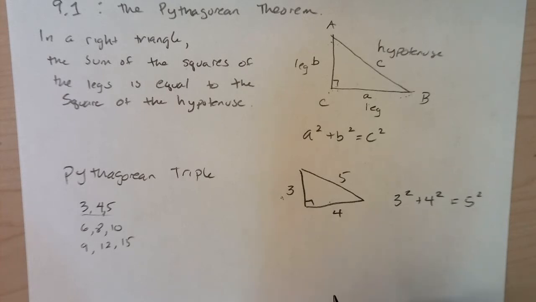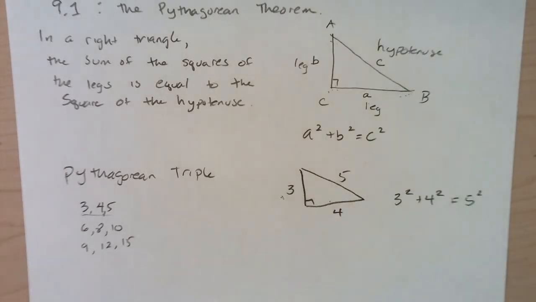But besides 3, 4, and 5, don't think just because 3, 4, and 5 make up a Pythagorean triple that any three consecutive numbers make up a Pythagorean triple. You can even try it. Try 4 squared plus 5 squared and see if that's equal to 6 squared. It doesn't. Okay, so not any three consecutive numbers make up a Pythagorean triple.